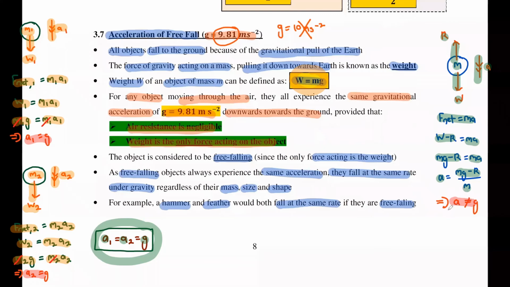So in conclusion, the moment you see that a falling object has some other force acting on it apart from the weight, its acceleration will never ever be equal to g. Acceleration will only ever be equal to g if the only force acting is the weight.